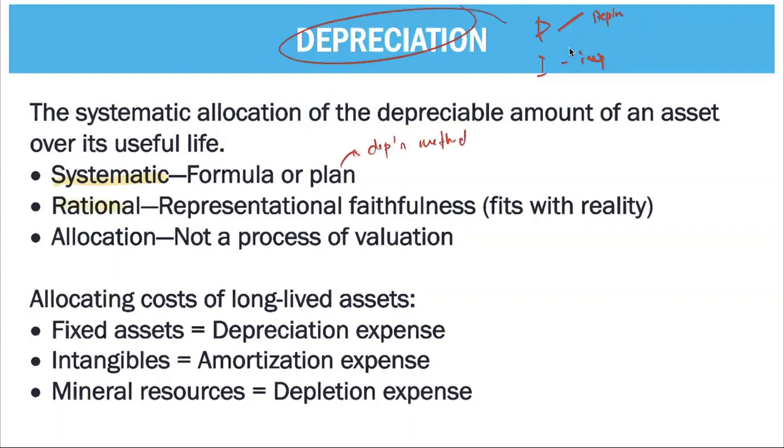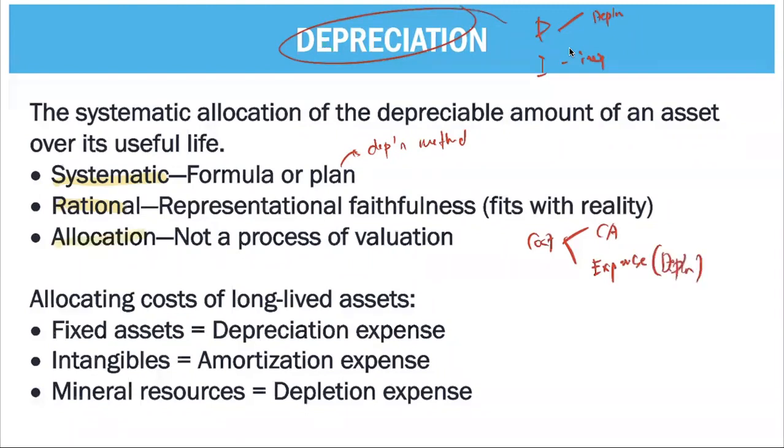Next, it is rational. Why? Because it must represent faithfulness or it fits with reality. Normally, we look into the life of the asset, and that estimated life must conform with the reality as to the actual life of the asset. Lastly, it is allocation. Why? Because we allocate the cost as part of your carrying amount and your expense. So the expense is known as depreciation.